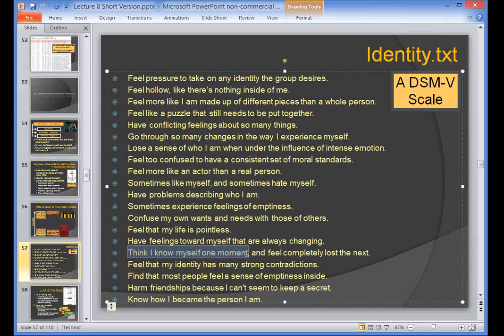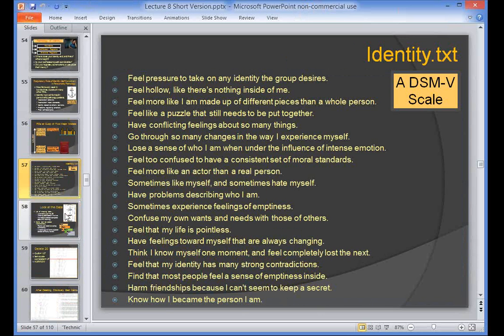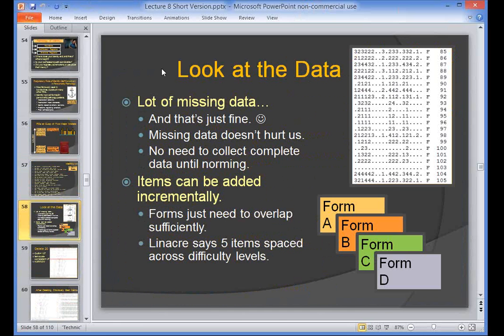"Think I know myself one moment and feel completely lost the next." Fluctuations of identity. "Harm friendships because I can't keep a secret." So these are the items that formed our level of personality organization scale. You guys don't have the data, but if you did and you were to scroll down and actually look at the data at the bottom, you would see something like this. You would see this pattern.